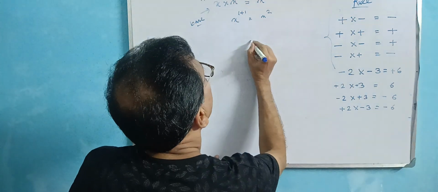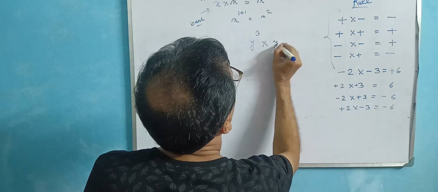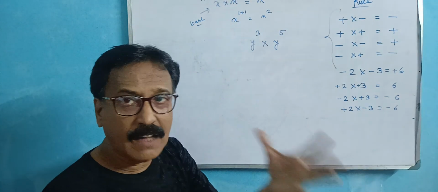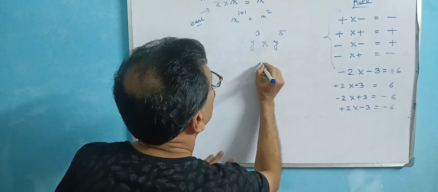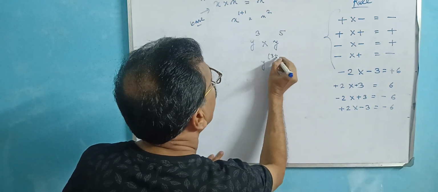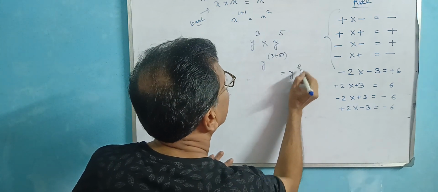Suppose here y to the power 3 into y to the power 5, what is the answer? The bases are the same, both are y, so y to the power 3 plus 5, that is y to the power 8.